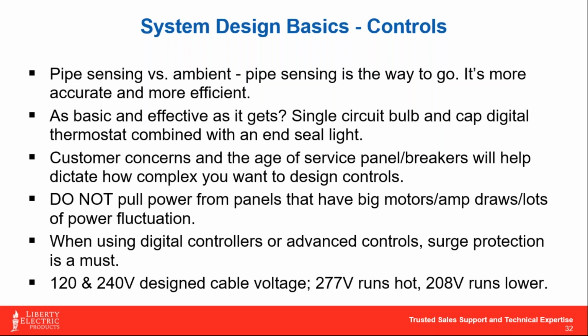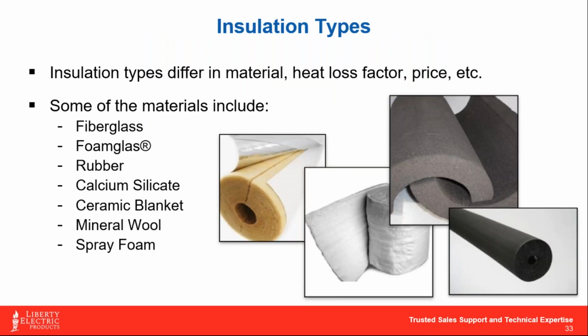Definitely do not pull power, if you can avoid it, from entrance panels that have big draws or fluctuations. And whenever you're using microprocessor-based controls, if you want to use the advanced controls, we'd strongly recommend putting in something like a surge protection device to mitigate any electrical interference that can come back through that circuit. And then of course we talked about what cables are designed around voltage-wise, and that 277 runs hotter with a 240 volt cable, and 208 runs cooler.